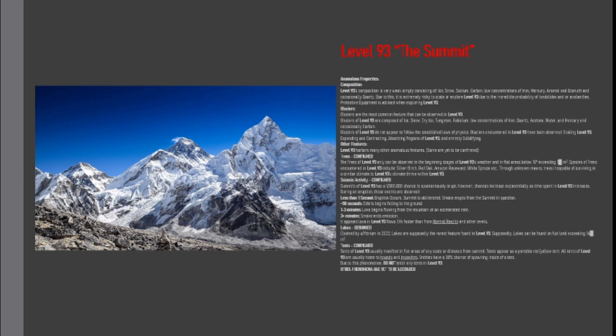Tents. Confirmed. Tents of level 93 usually manifest in flat areas of any scale or distance from the summit. Tents appear as a portable red/yellow tent. All tents of level 93 are usually home to hounds and insanities. Entities have a 30% chance of spawning inside of a tent. Due to this phenomenon, do not enter any tents in level 93. Other phenomena are yet to be recorded.